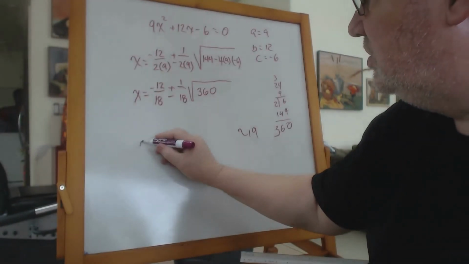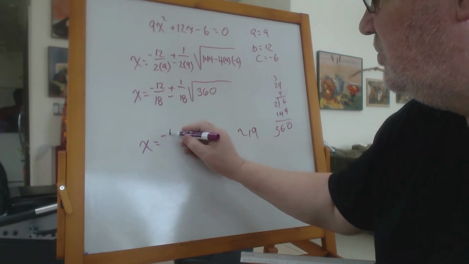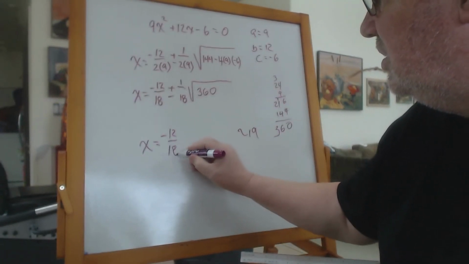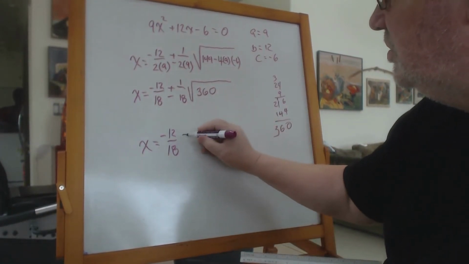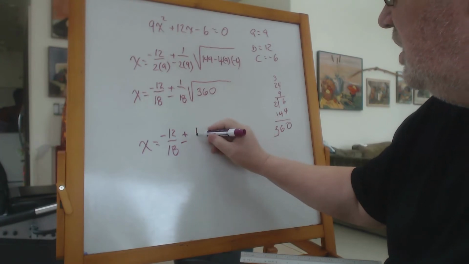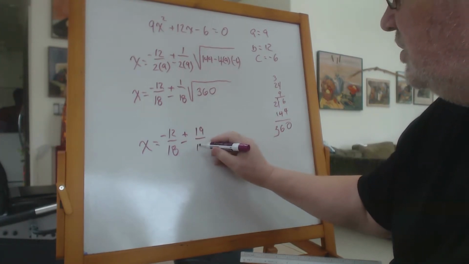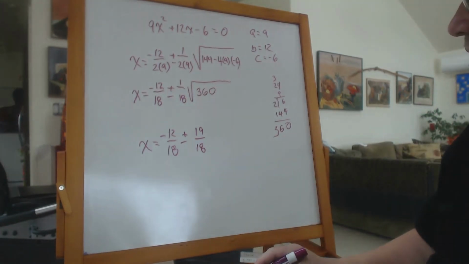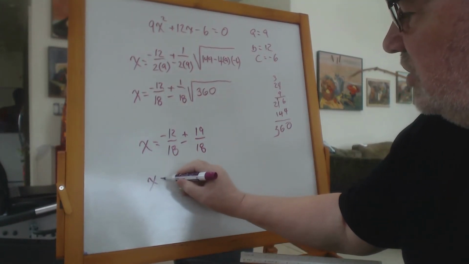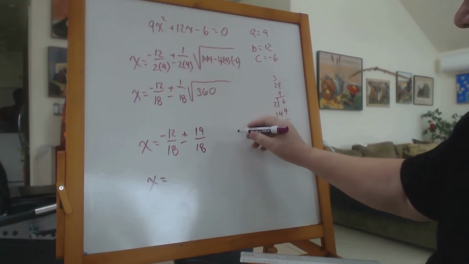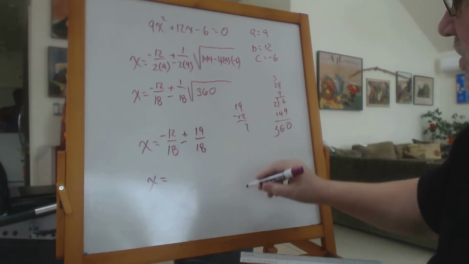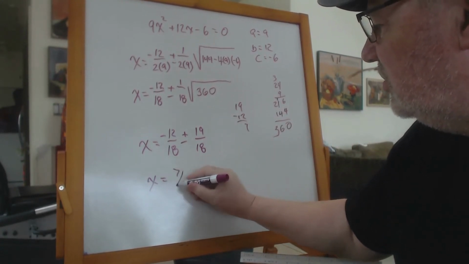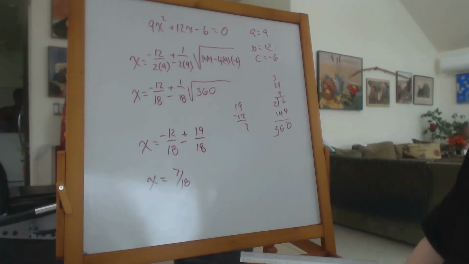So x is equal to minus 12 on 18 plus or minus 19 over 18. So x has two answers. X is equal to 19 minus 12 is 7, 7 18ths. That's when this function is 0.